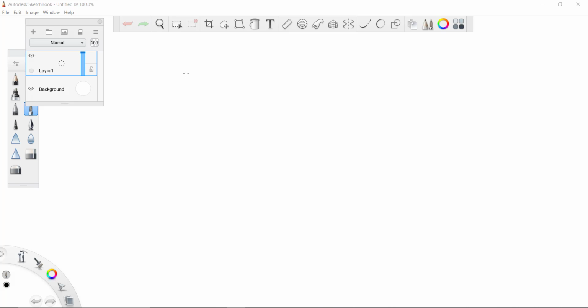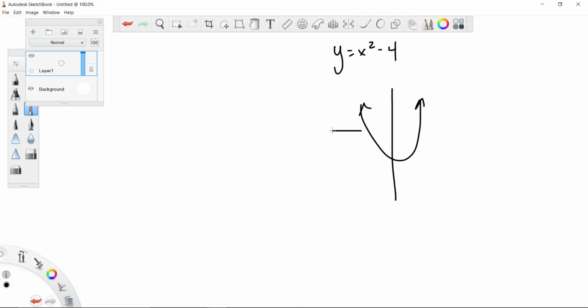Okay, so I wanted to recap what we did in the workshop today. So we started by thinking about our problem where we had y equals x squared minus 4, and we solved for the focus and directrix for this parabola. So we did that previously.